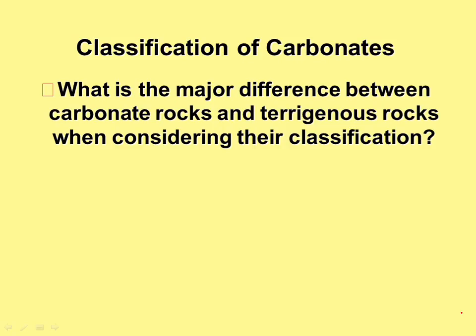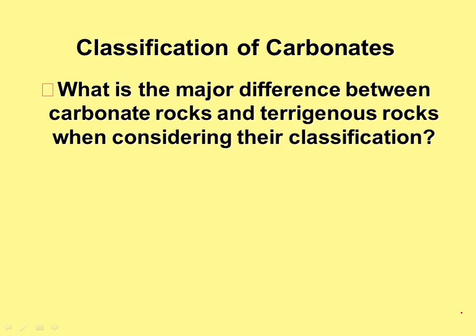What's the basis of classification of terrigenous rocks? We have, pardon? The what? No, we talked about the classification of terrigenous rocks. What are the two things we use? Grain size and composition, or mineralogy. Well, when you look at carbonates, calcium carbonate is calcium carbonate is calcium carbonate.